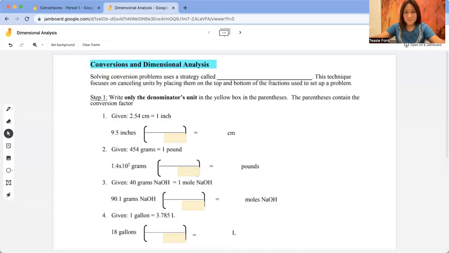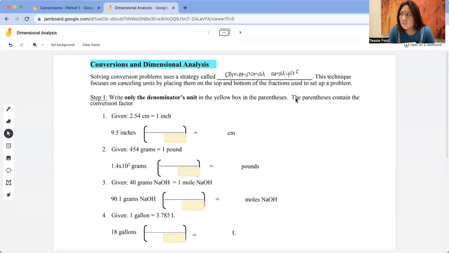Okay, so we are doing conversions and dimensional analysis. Solving a conversion problem uses a strategy called, and sorry, I'm going back in my iPad, dimensional analysis. Yes, please write this down. I'm writing it with you. So let's do it. Okay, dimensional analysis.